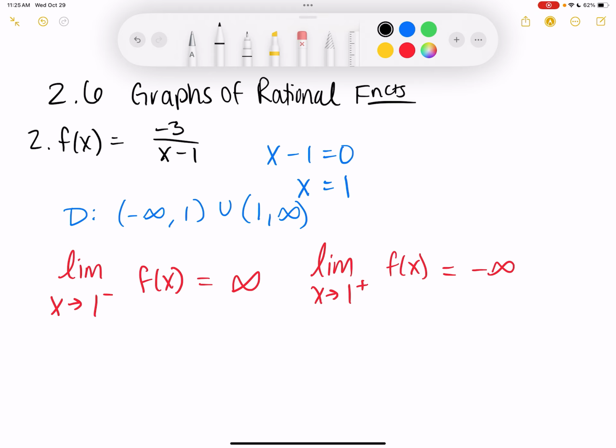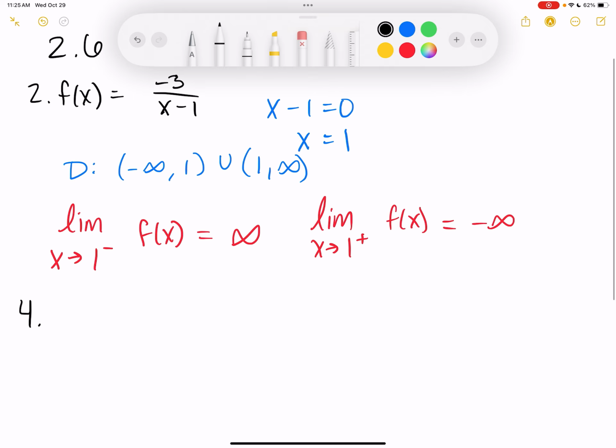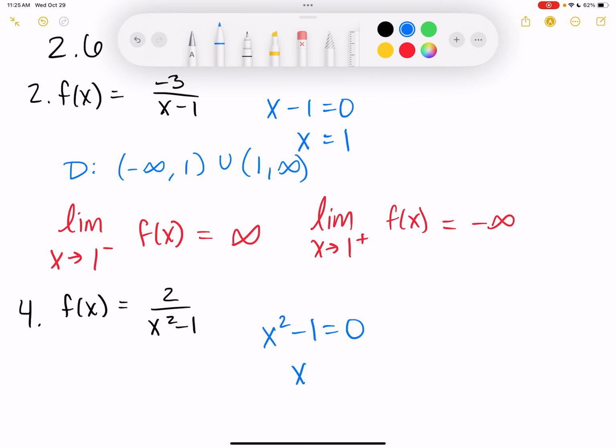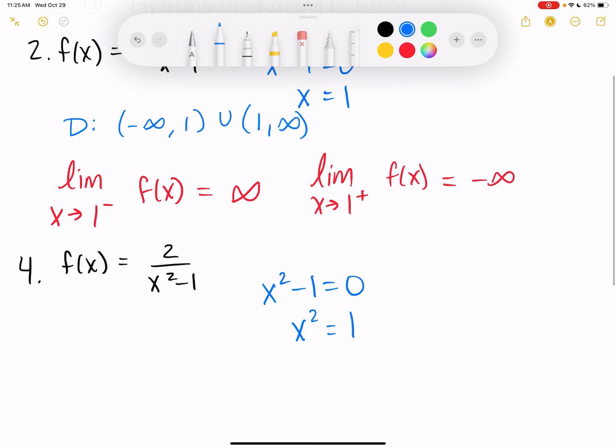Number 4. f of x is equal to 2 over x squared minus 1. So I want to find the domain of this function. What do I do first? Set the bottom equal to 0. So I have x squared minus 1 equals 0. x squared equals 1, so x equals plus or minus 1. Yep.